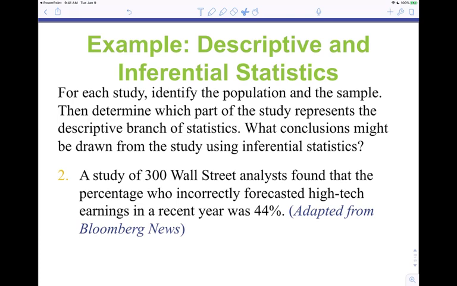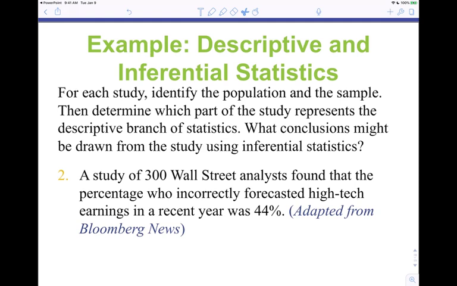Let's see. So the population, I would imagine, would be all Wall Street analysts. The sample would be the 300 Wall Street analysts. And the descriptive data would be that 44% of them incorrectly forecasted high-tech earnings in a recent year. And then we might infer that that percentage of getting it wrong is actually kind of high. It's kind of close to 50%. Even for them to be professionals, you would imagine that percentage of getting it wrong would be much lower, right?